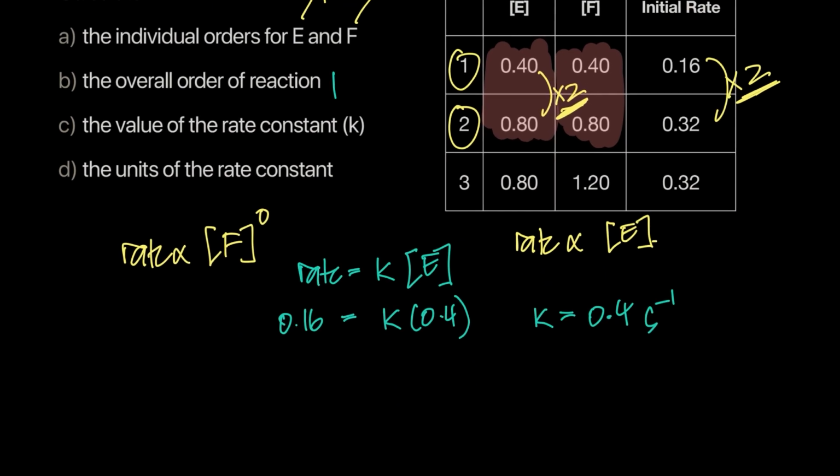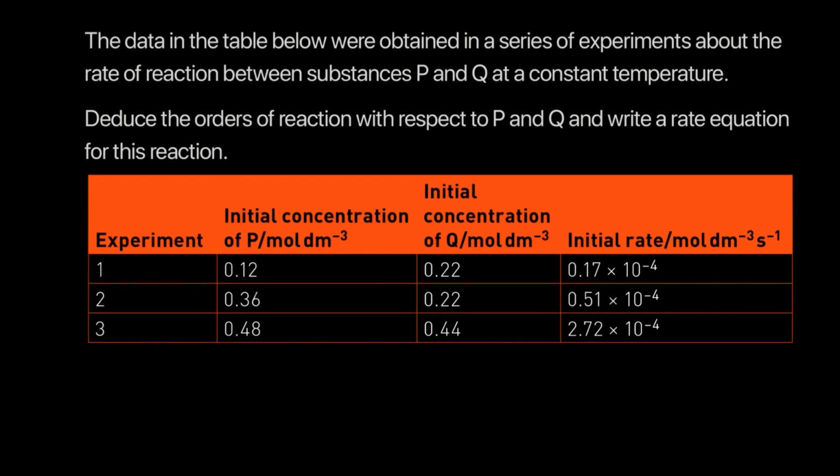Now let's take a look at even trickier, fun questions on deducing rate equations from initial concentration and rate data. So here I've got a table. An experiment is conducted between P and Q, those are your reactants, and it's saying deduce the orders with respect to P and Q. And you have initial concentration and rate. You might think it's pretty straightforward. There's a small issue.